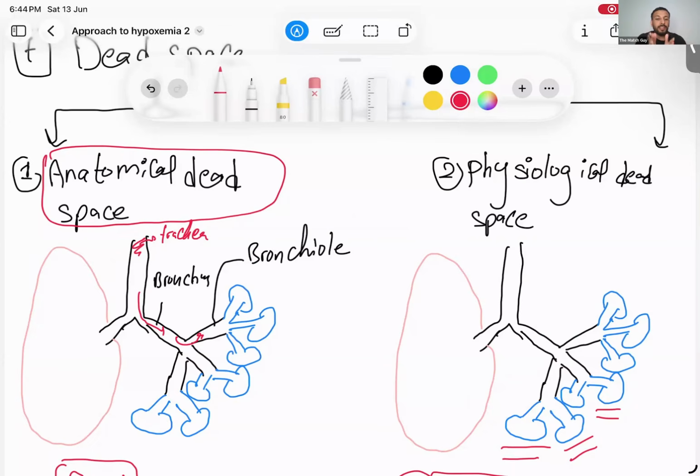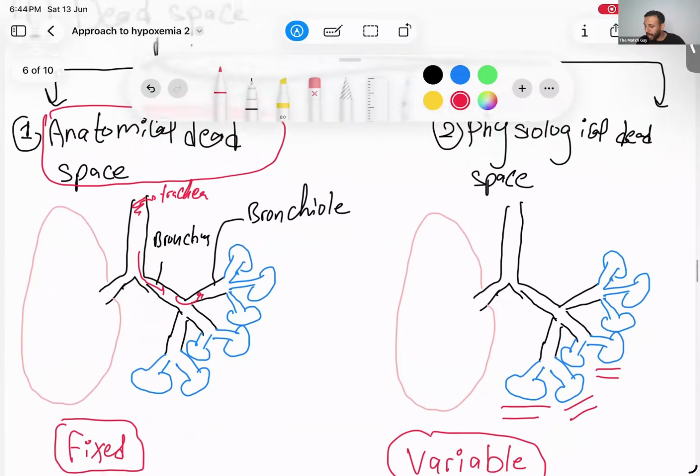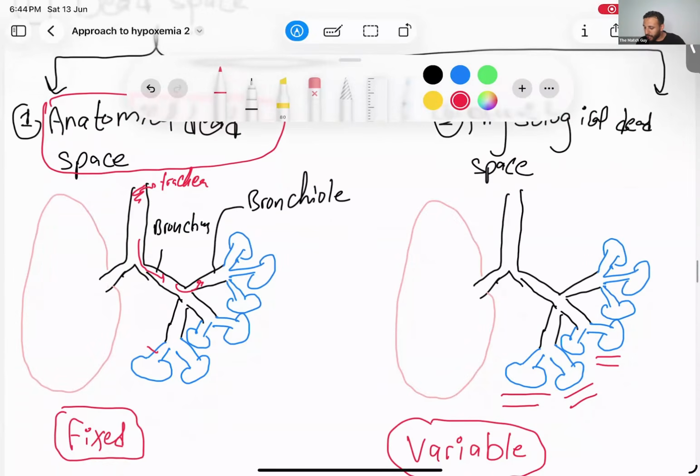You can never change that the bronchus is not having alveoli or having pulmonary vessels, so it's not involved in the gas exchange. However, at the end bronchioles, they are having alveoli and they are having pulmonary vessels. So they are involved in the gas exchange. That's why we don't call those areas dead space. So far, so clear? Okay.